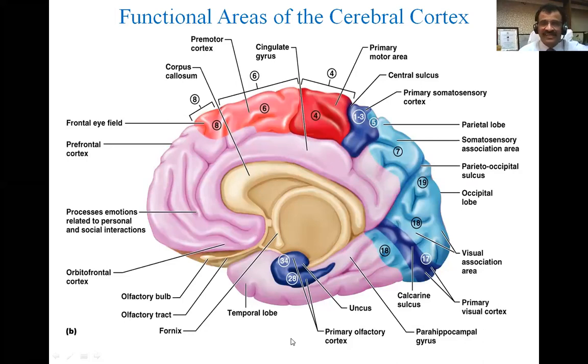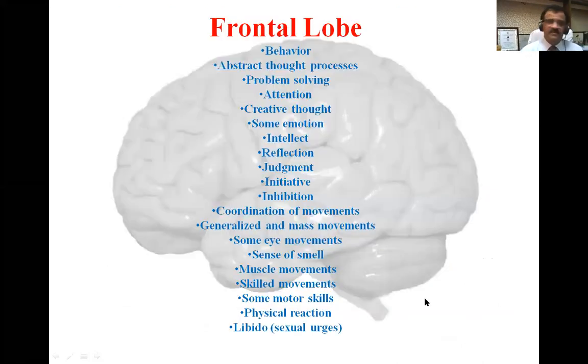So the superior lateral surface and the medial surface are the two important surfaces we consider for the area numbers. Now altogether, if you want to say what the different functions of the frontal lobe are, I told you that the frontal lobe is primarily a motor lobe, but other than motor functions, it does many important functions which are related to your personality, like behavior.